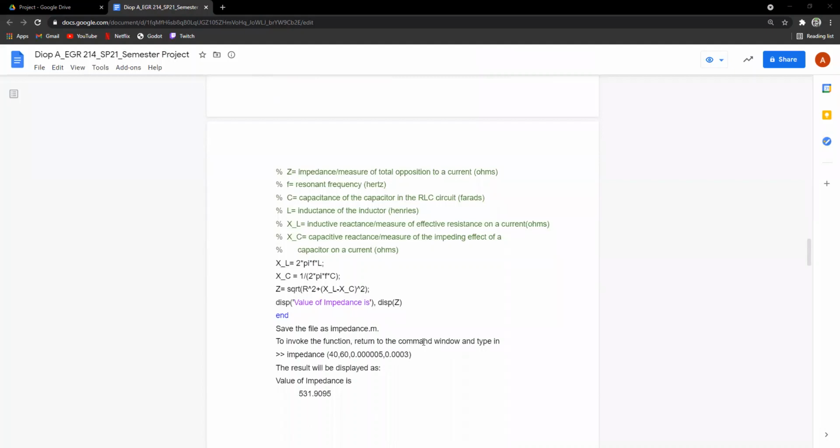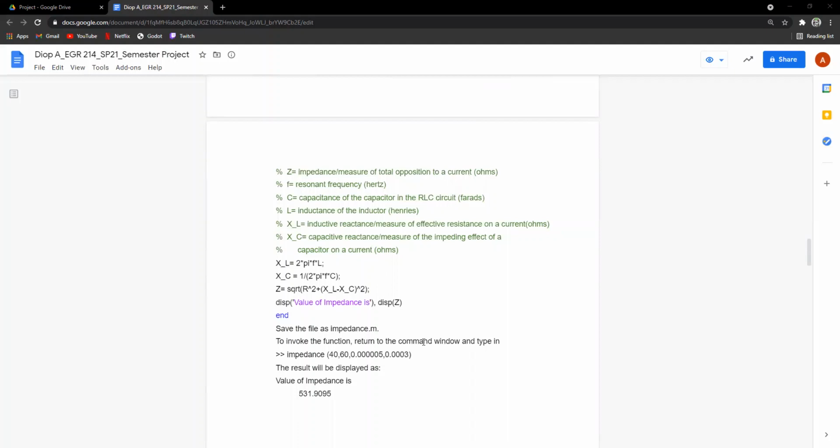Moving on to the code itself, we solve for XL, or 2 pi FL. We substituted the angular frequency and just replaced it with 2 pi F. XC is 1 over 2 pi FC. Then we take both of those new components that we solved for and plug them into Z, which is the square root of R squared plus (XL minus XC) squared.